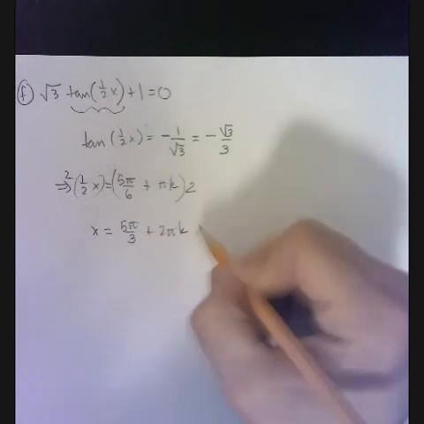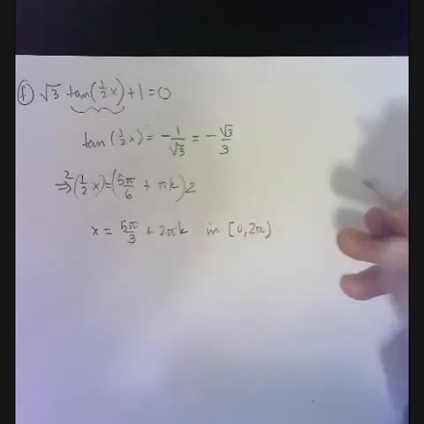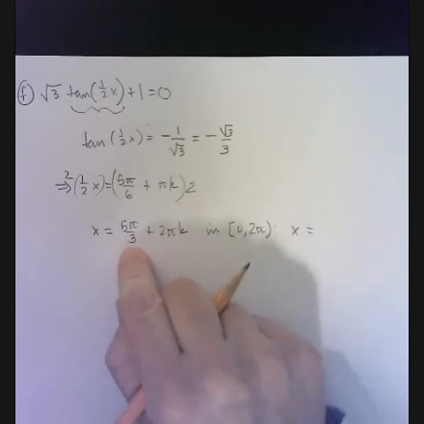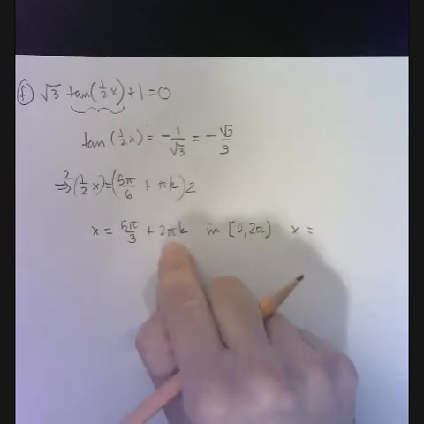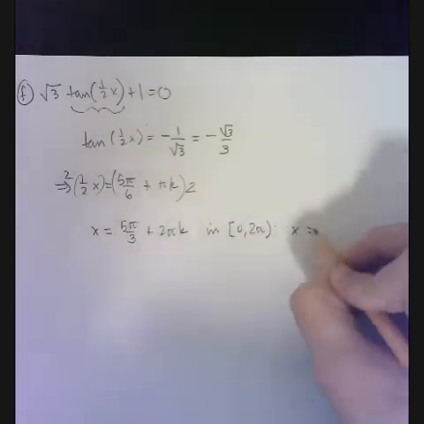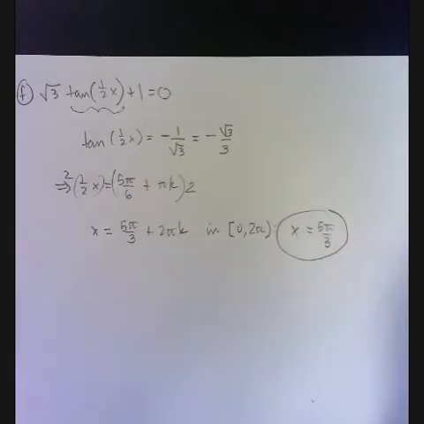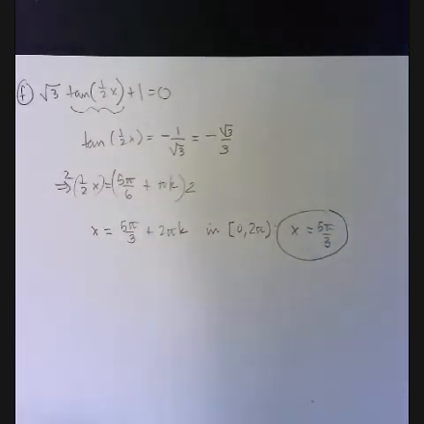In 0 to 2 pi then, we're just going to get 5 pi over 3, because when you add or subtract a multiple of 2 pi, you're going to be outside of 0 to 2 pi. So that is our only solution, okay?